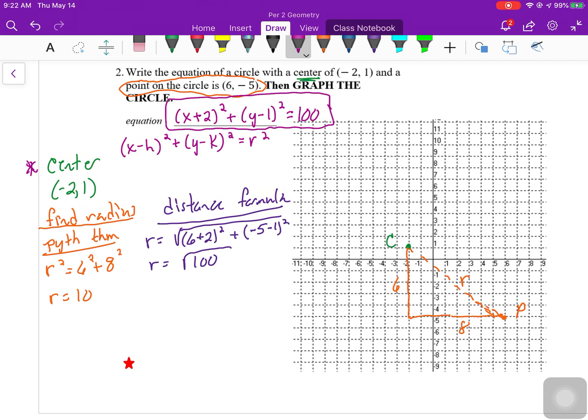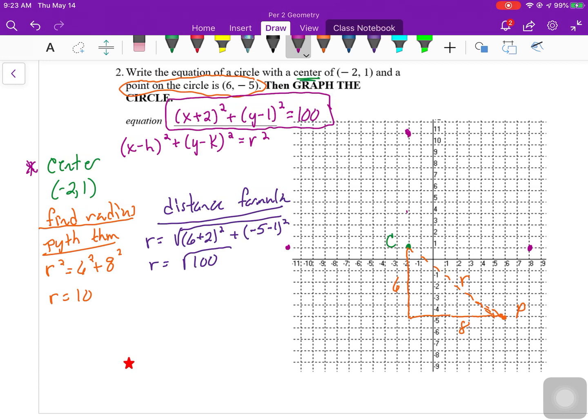Let's go ahead and finish graphing this one, because it does tell us to graph the circle. The radius is 10, so from that center point, I'm going to go right 10. 1, 2, 3, 4, 5, 6, 7, 8, 9, 10. Then I'm going to go up 10. 1, 2, 3, 4, 5, 6, 7, 8, 9, 10. And then I'm going to go left 10.